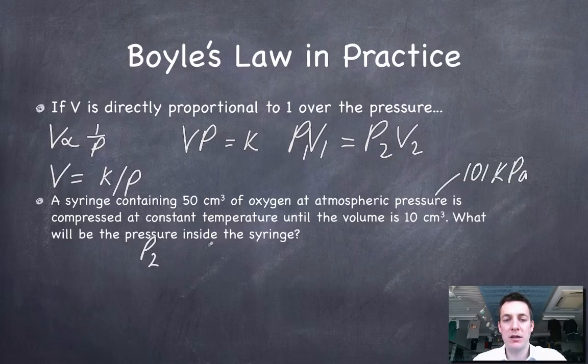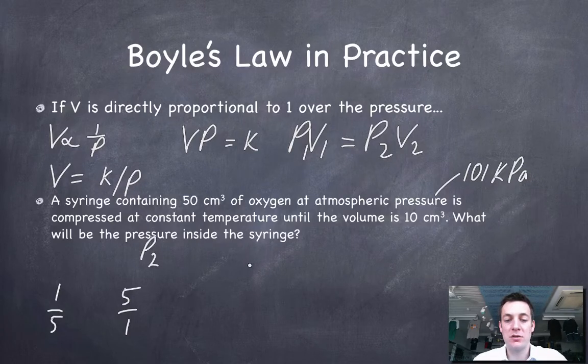Let's just have a think about it though. We've got a container that's 50 centimeters cubed in size. We've reduced it to 1/5 of its size. So the new volume is 1/5 of the original volume. So if the volume is proportional to 1 over P, then the pressure should increase by a factor of 5 over 1. If you don't like doing those things in your head, then let's put it into the formula.